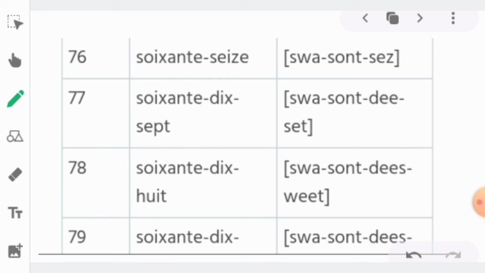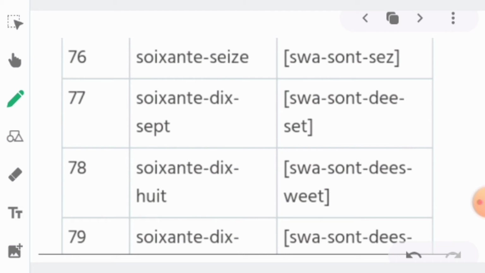Now for 77 it will be 60 plus 17, and 17 ke liye hum kya use karte hain, dix-sept, okay. Toh 77 yaani 60 ke liye hum use karenge soixante, and for 17 we will use dix-sept, toh for 77 it will be soixante dix-sept, okay.